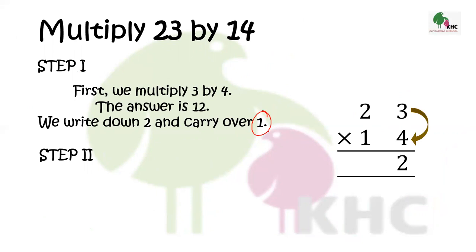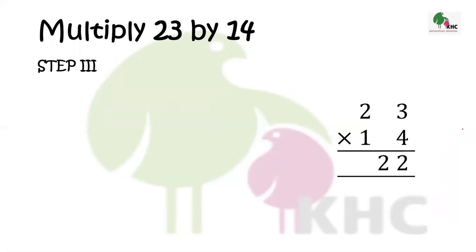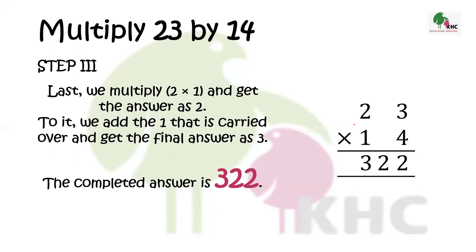Step 2 is to cross multiply the digits, find the sum. So 2 times 4 is 8. 3 times 1 is 3. 8 plus 3 is 11. Now since you're carrying 1, the answer must be 12. Now instead of 12, you just write 2 and you carry 1. So you're still carrying 1. Now step 3 is to vertically multiply the tens digit. 2 times 1 is 2, but since you're carrying 1, we'll write the answer 3. Therefore, the product of 23 and 14 is 322.